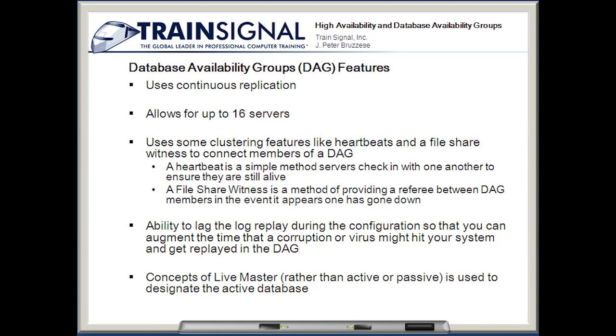Okay, so let's talk about some of the database availability group features before we take a look at how we're going to create one of these. To start with, database availability groups do use continuous replication. We talked about how continuous replication was introduced in Exchange 2007 and is a great concept. Instead of having to ship over the database or stop the database and move it over, they use the transaction logs, ship those over, and replay those into the database. So database availability groups continue to use that same technology.